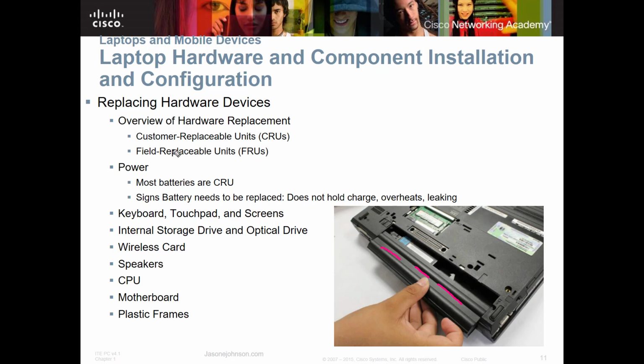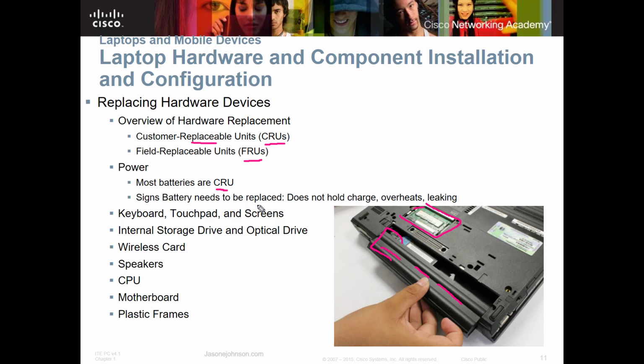You have customer replaceable units, or CRUs. Those are things that the customer can replace. Usually the battery can be replaced by the customer, and the memory can be replaced by the customer. The motherboard is usually not replaced by the customer. That's what we call a field replaceable unit, where somebody can fix it for you, but it's usually not the customer. Maybe you take it to a shop, or send it in to the manufacturer or someone else to repair it. Most batteries are CRU.